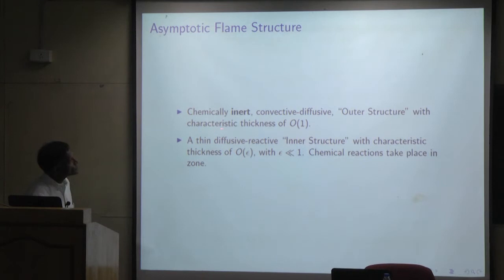Now, the flame structure again, as I talked about before, is made up of two layers: a convective diffusive layer, which is the outer structure, and a thin reaction zone, a thin reactive diffusive layer. So there's an outer structure and an inner structure. The outer is chemically inert, the inner is where it's chemically reactive, and all reactions take place in this thin layer, right? The thickness of the inner structure is of order epsilon.